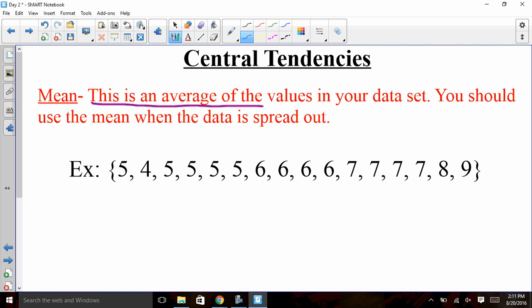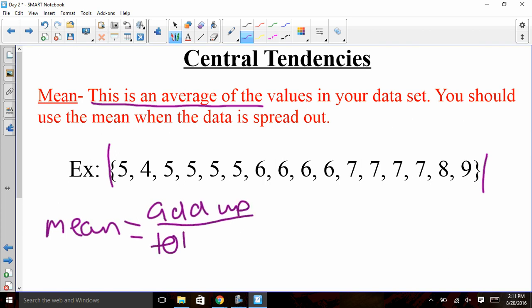Our data set, if you'd like to recall, is the numbers within our curly brackets. So in our example, that is our data set. To find the mean, you're going to calculate the average, which is simply when you add up all of the numbers in your set and divide by the total in the set.